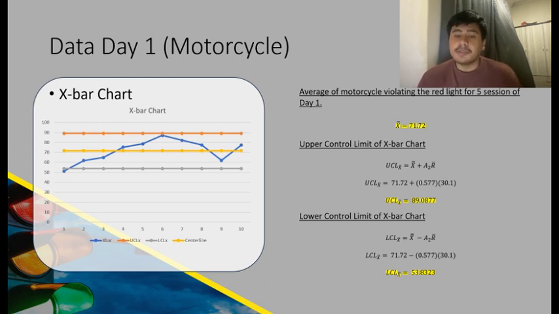Here is the X bar chart we created using Excel, which consists of the X bar, the upper control limit, UCL, the lower control limit, LCL, and the center line, which is the X double bar.